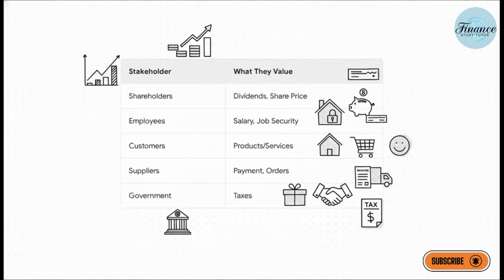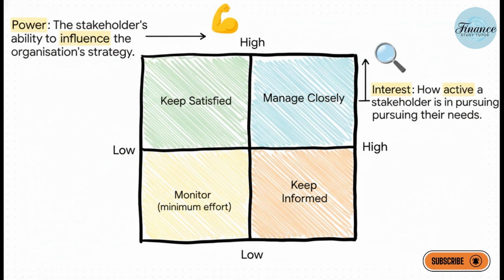For a shareholder, it's all about dividends. For an employee, it might be job security. And for a customer, it's just getting a great product. Every single stakeholder looks at value through a different lens. Now, for your exam, just listing the stakeholders isn't going to cut it. You have to analyze them. And we do that by looking at two key things: their power to influence the company, and their level of interest in actually doing it. This is how we figure out who we really need to pay attention to.